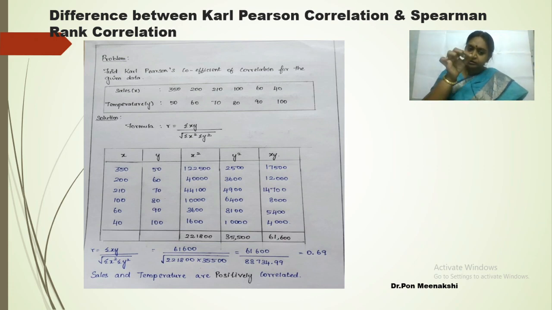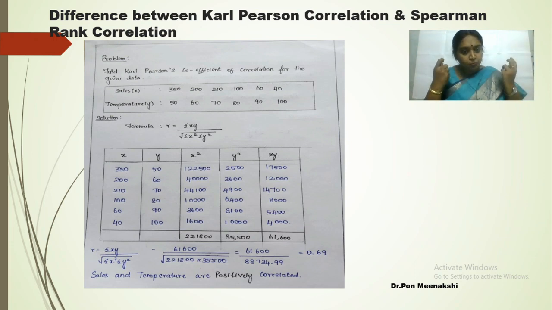But here one trick is there. The answer should always be between -1 and +1. If the answer comes more than 1, we might have committed some mistake somewhere, so we have to correct our mistake. The answer is always between -1 and +1.